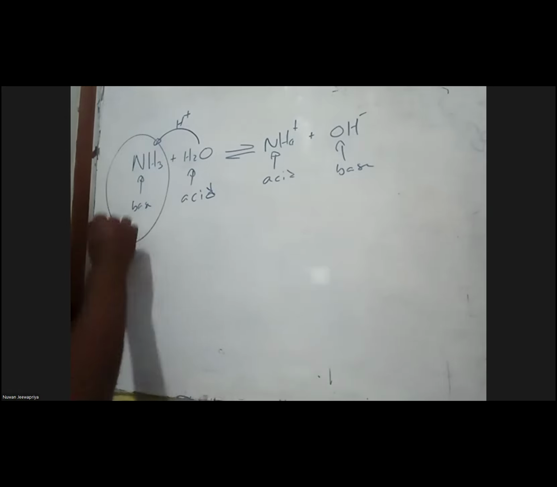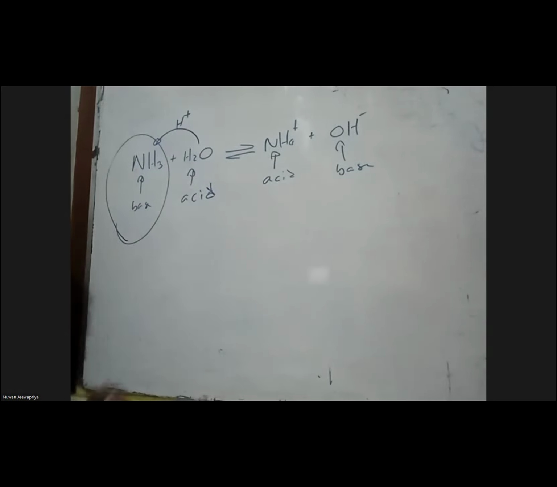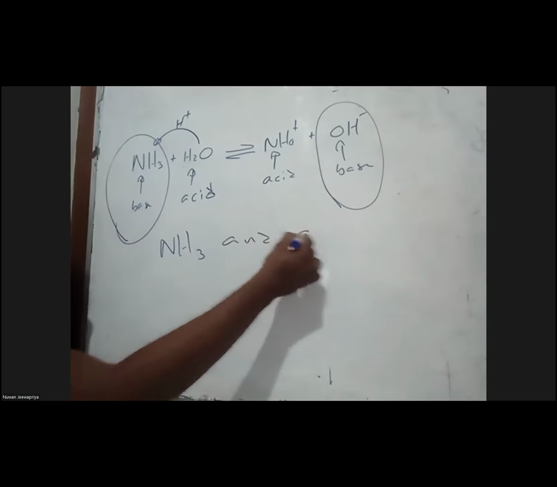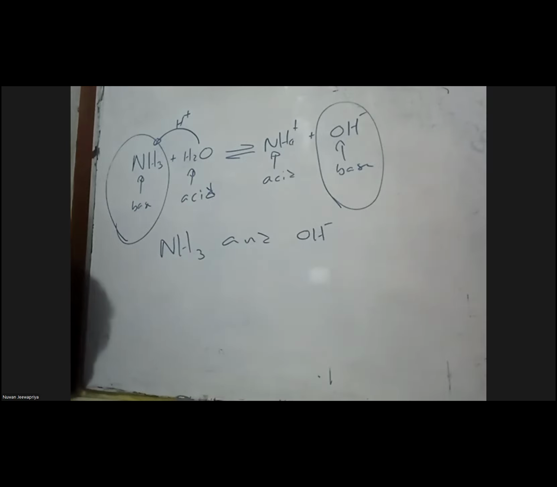Ammonia reacts with water in a reversible reaction, which are the Bronsted-Lowry bases? So on this side, ammonia is the Bronsted-Lowry base, and on the other side, OH minus is the Bronsted-Lowry base. So the Bronsted-Lowry bases are ammonia and OH minus.